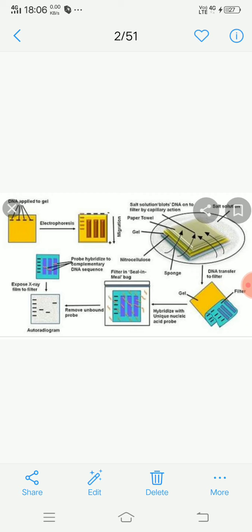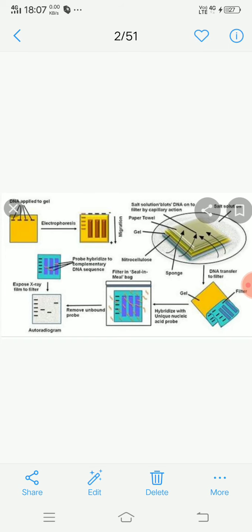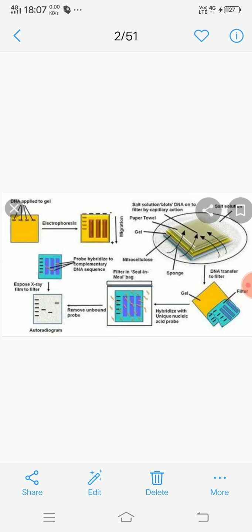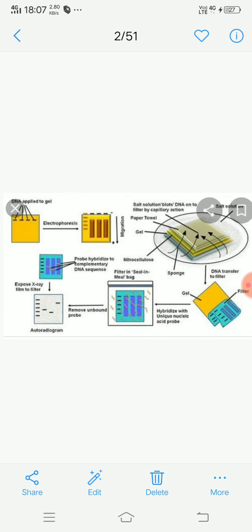What is meant by blotting, and what is its importance? Nowadays, rather than this blotting technique, real time PCR is probably used. It is also used for the same thing, for the detection of biomolecules, and second, to position the cloned gene. Real time PCR is used, but this is also an important technique.